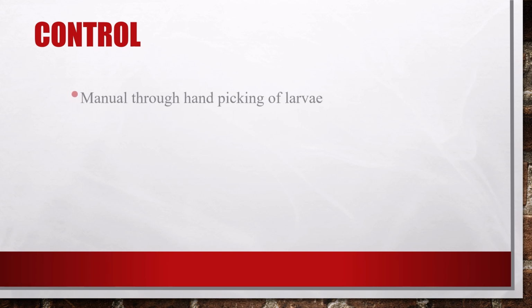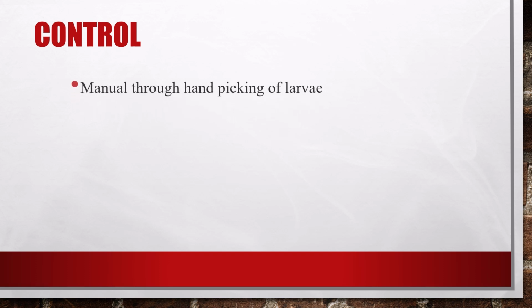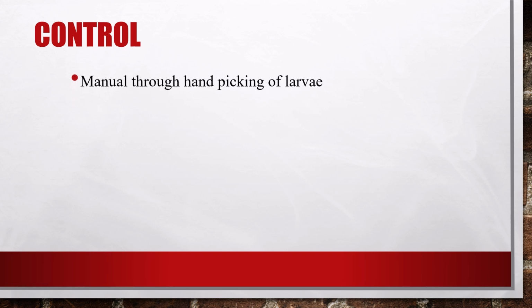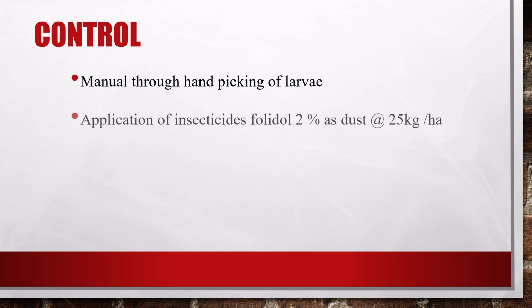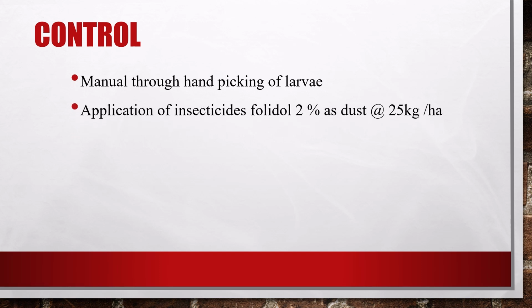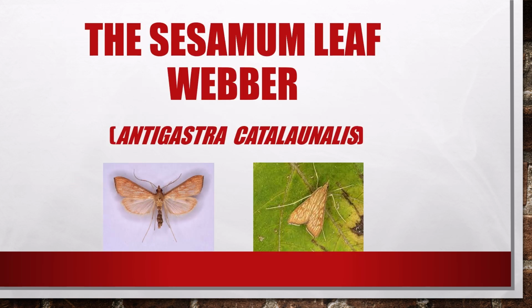Now the question is how a farmer can control the spreading of this insect. Control can be done manually through hand picking of larvae, or through application of insecticides. A lot of insecticides are available to control insects, but not all chemicals are effective for all insects. These are mostly species-specific. Like Folidol 2% can be used in the form of dust at a rate of 25 kg per hectare. Parathion can be sprayed to control these insects.